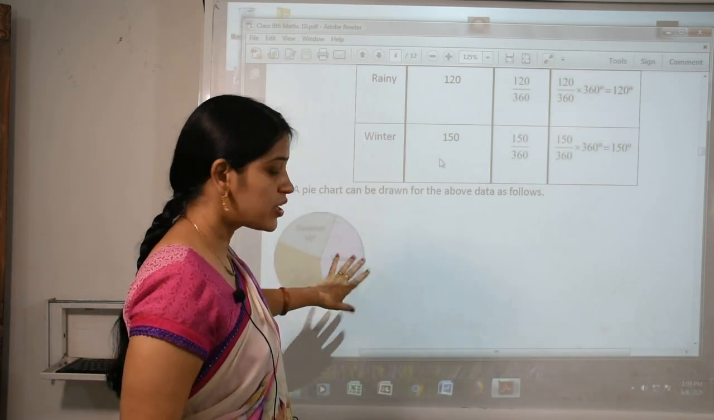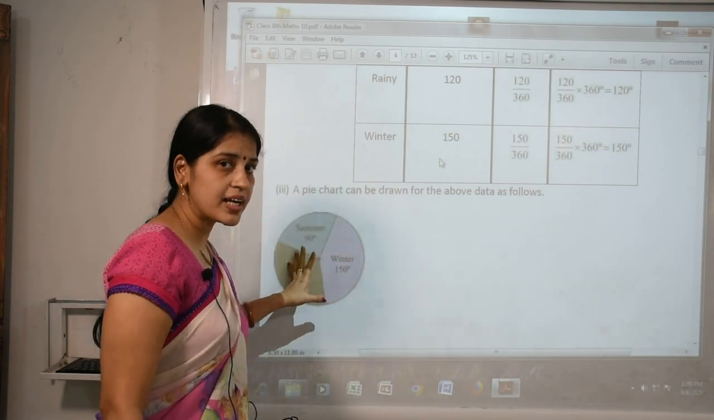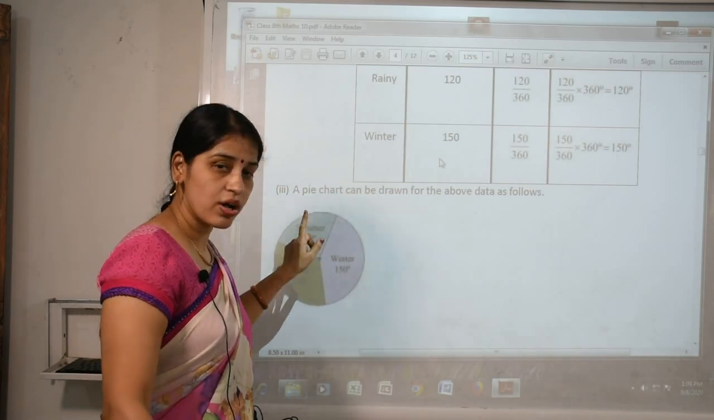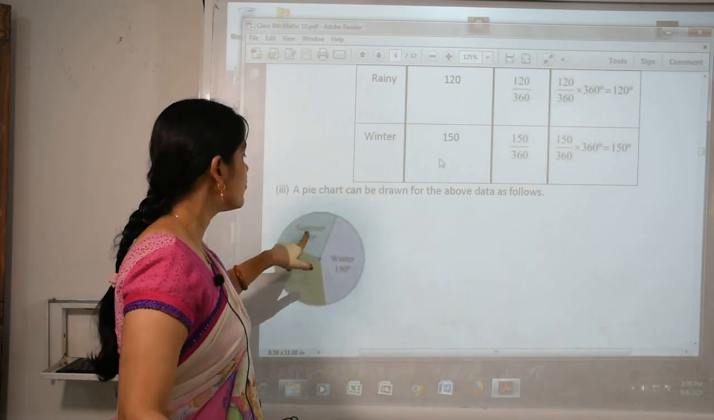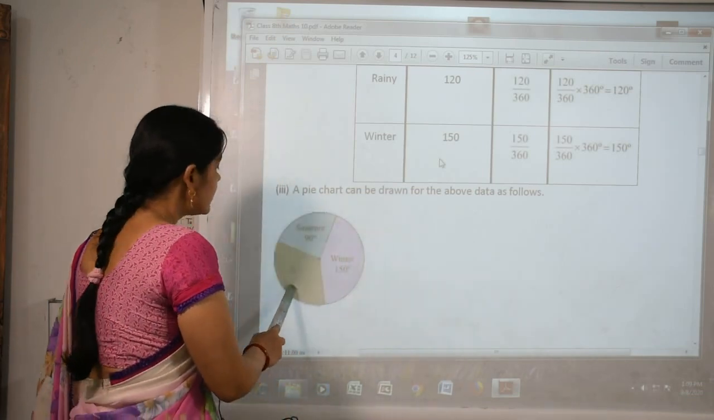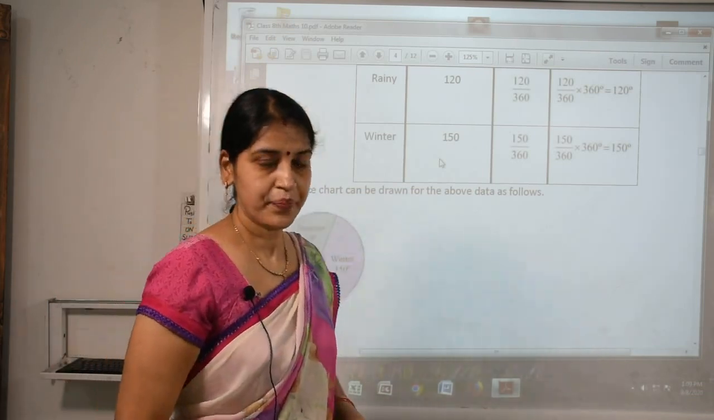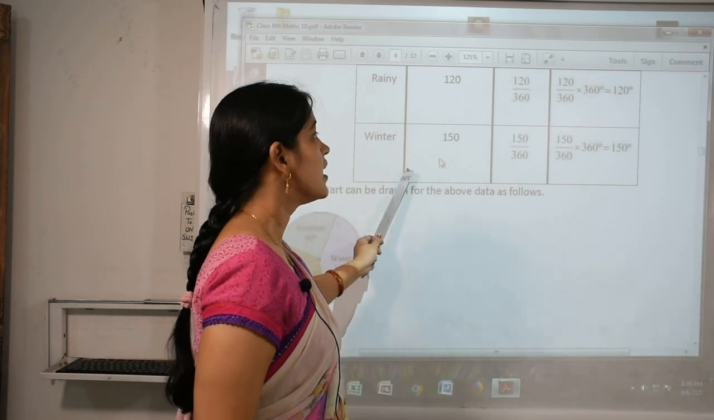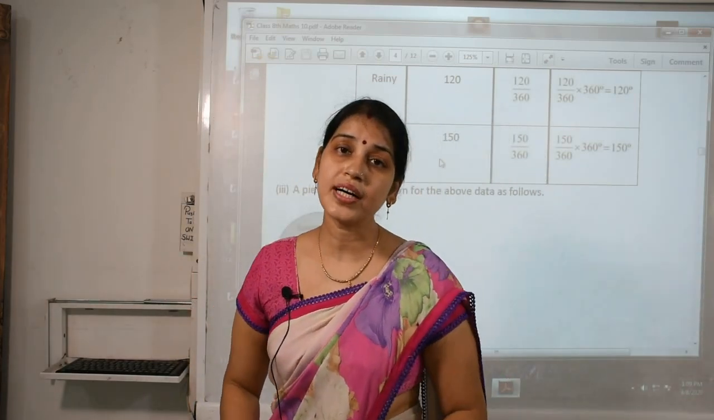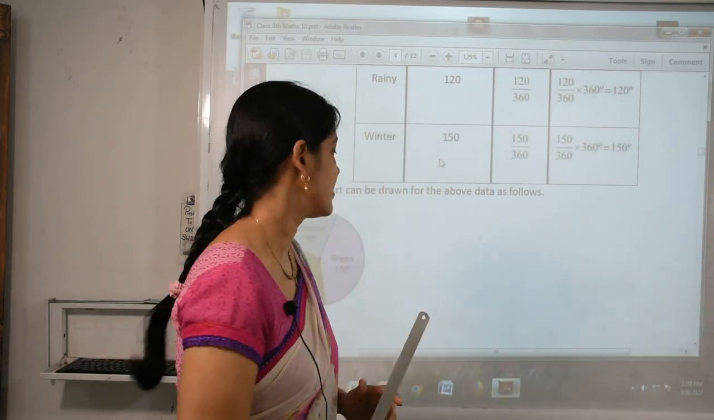Here you can also use different colors for all three seasons. And we have to mention all three seasons here: 90 degrees for summer, 150 for winter and 120 for rainy. So in this way, for making a pie chart, remember you always have to first find the central angle.